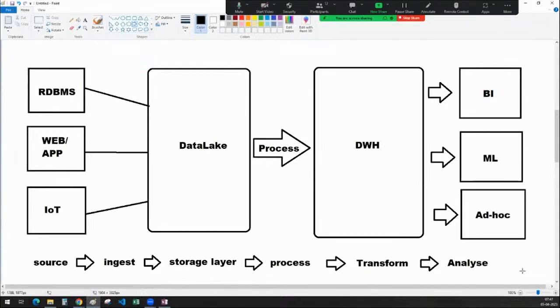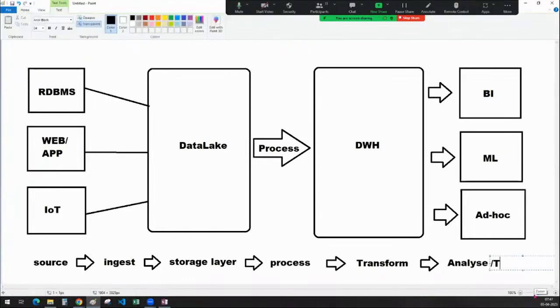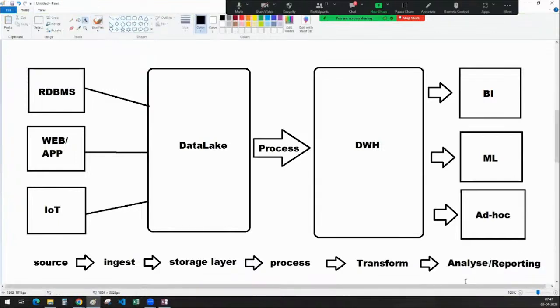In a data life cycle, collecting or ingesting the data, and storing the data, processing or transforming the data, finally analysis, or you can also say dashboards, report creation, reporting. Okay, so this is the typical data life cycle, guys.